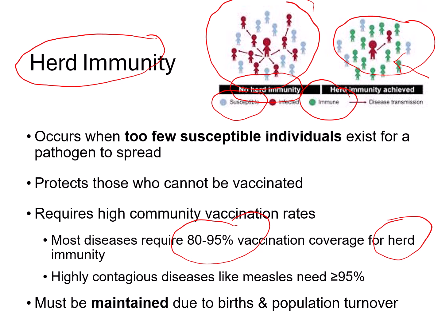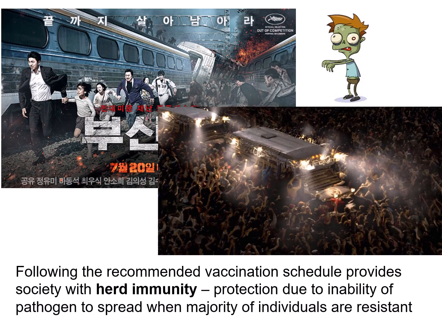If the disease is highly contagious, like measles, we require at least 95% or greater vaccination rates. And herd immunity is important for patients like SCID patients, which we'll talk about in the next video, who cannot be vaccinated. So populations that follow the recommended vaccination schedule provided by, for instance, the American Academy of Pediatrics or the CDC, really provides our group, our society, with herd immunity.